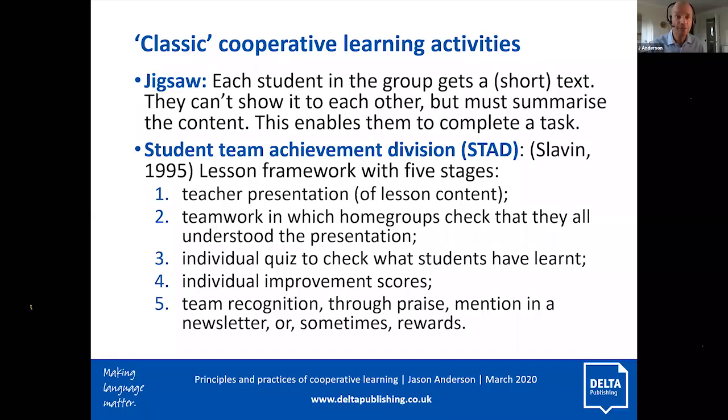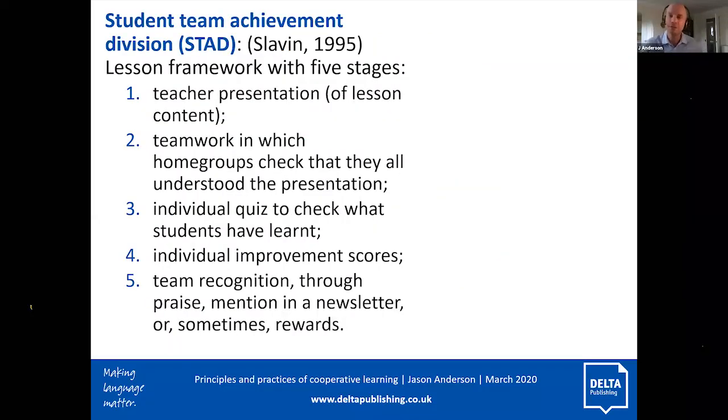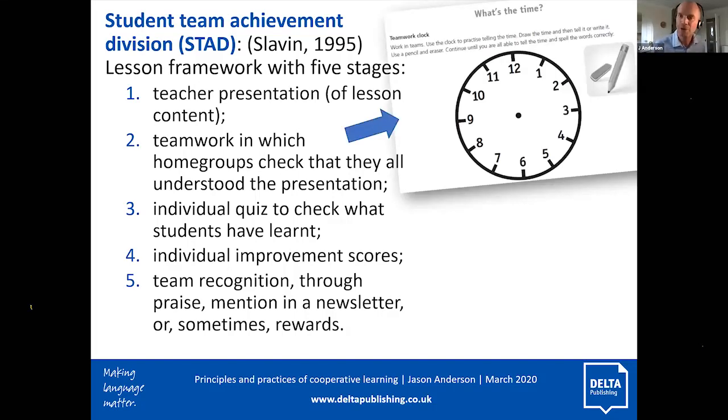It involves 5 stages and it looks fairly straightforward. Teacher presentation, individual quiz to check learning, and then scores. But the key thing that makes it cooperative is this stage here. Teamwork, in which home groups check that they've all understood the presentation. Now, to show you a way that that could be adopted in communicative language teaching, an example which is in the book is when you're teaching students to tell the time. This is something we tend to do at primary level, but you can probably extrapolate from that to secondary levels.